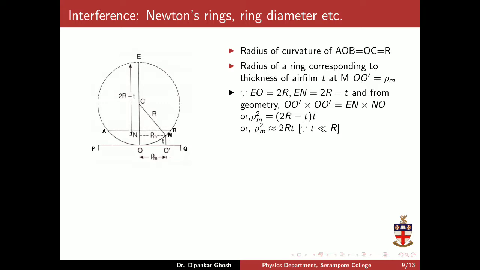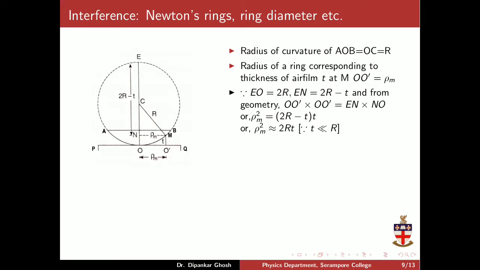And from geometry we know OO prime into OO prime is equal to EN into NO. Okay, so what is OO prime into OO prime? It's simply rho m square, and EN we have written as 2R minus T. I told you why. You can just see from the diagram. And NO is nothing but T. So rho m square is equal to 2RT minus T square.